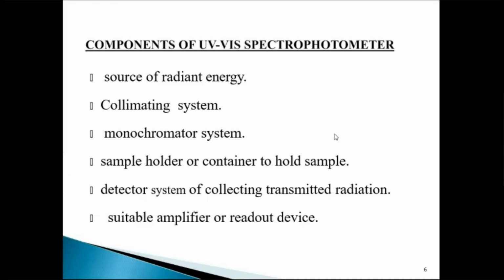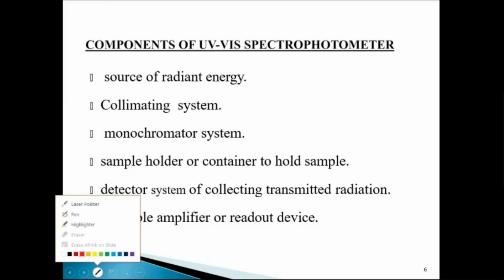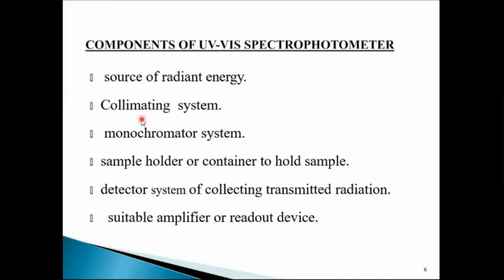Now we are focusing on the spectrometer. You will require a source of radiation, then a collimating system. All the lenses, mirrors, any surfaces which bend the path of the electromagnetic radiation are called the collimating system. Then you have monochromators. You have sample holders or containers which can hold the sample. Then a detector system for collecting transmitted radiation.